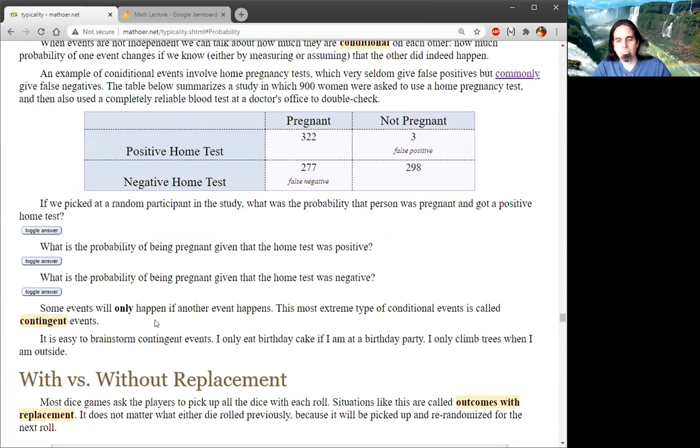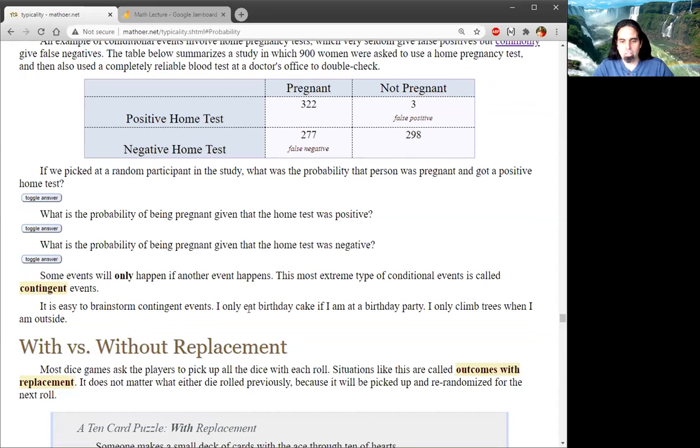Okay, anyway, there we go. Some events only happen if another event for sure happens. This is the most extreme type of conditional event, and we'll call it contingent. And that's our last vocabulary word. It's easy to brainstorm contingent events. I only eat birthday cake at a birthday party. I only climb trees when I'm outside, right? We can make silly contingent events all day.